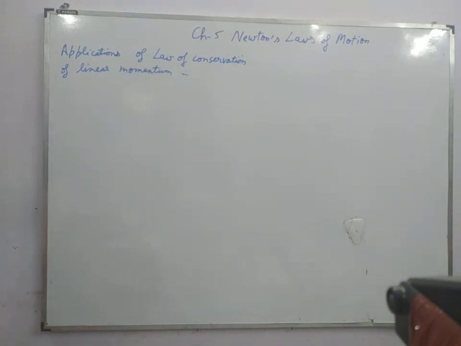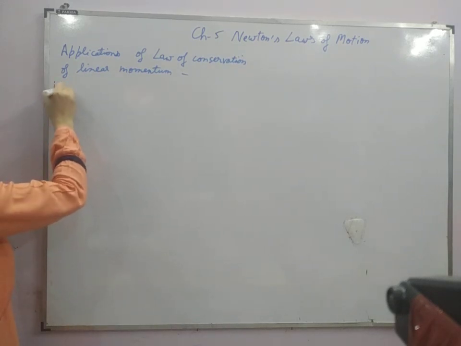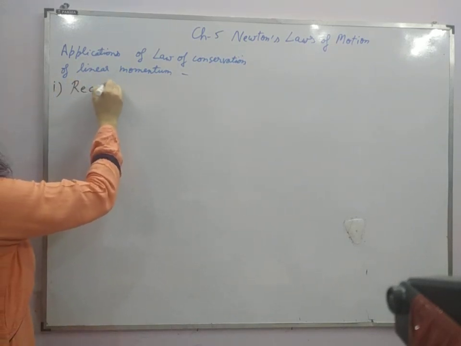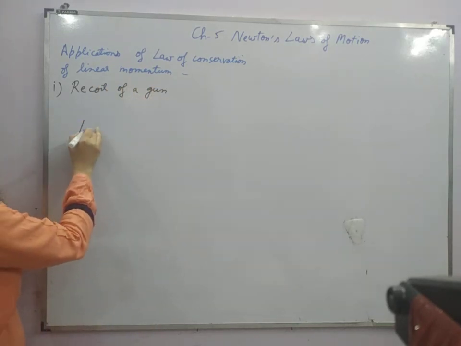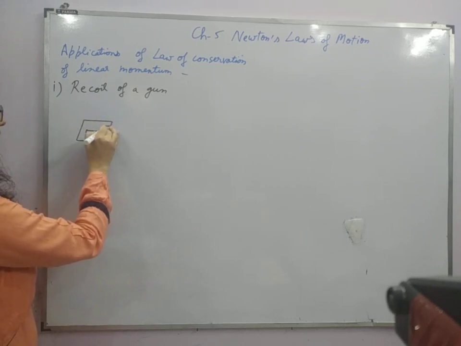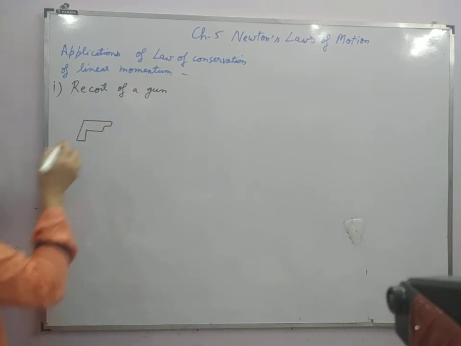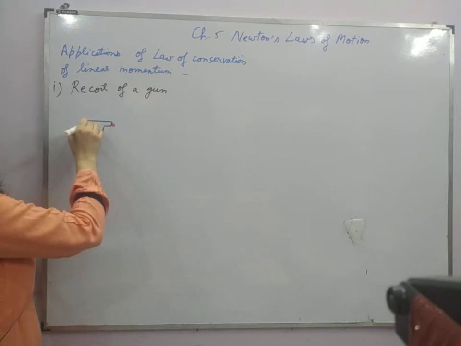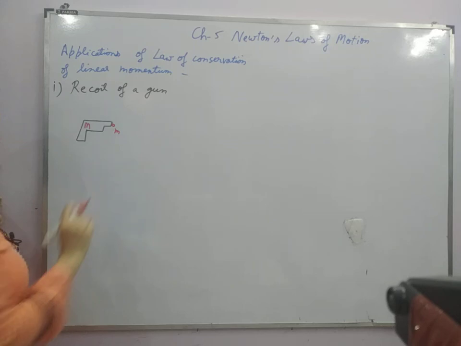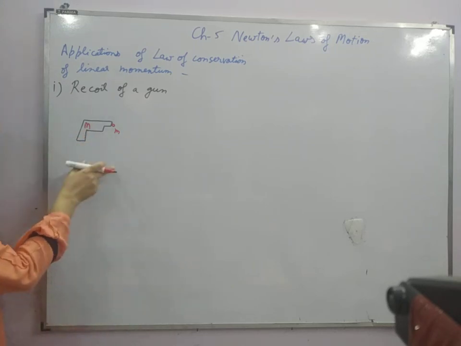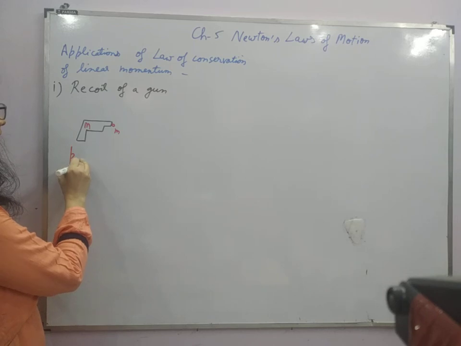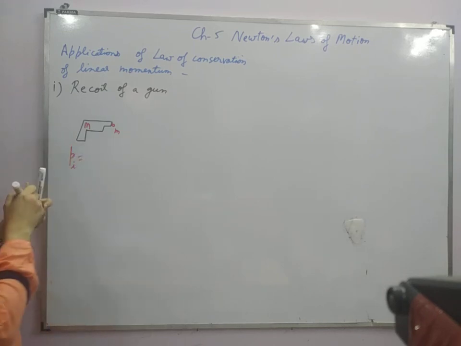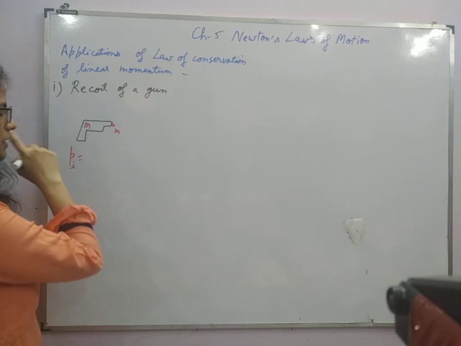So first is the recoil of the gun. If you have a pistol and bullet system, the mass of the pistol is capital M, and the mass of the bullet is small m. Before the shooting, what happens? The bullet and the pistol system is at rest. So you can say that the initial momentum of the bullet and the pistol is 0.